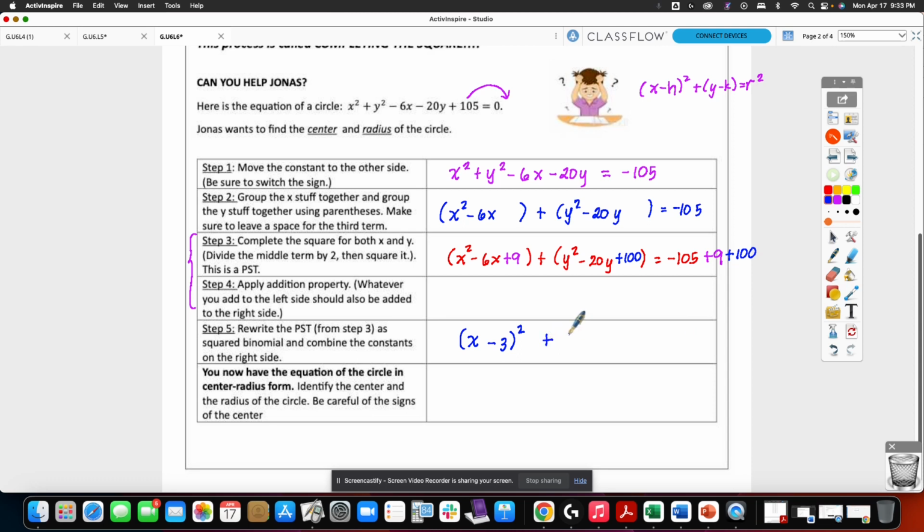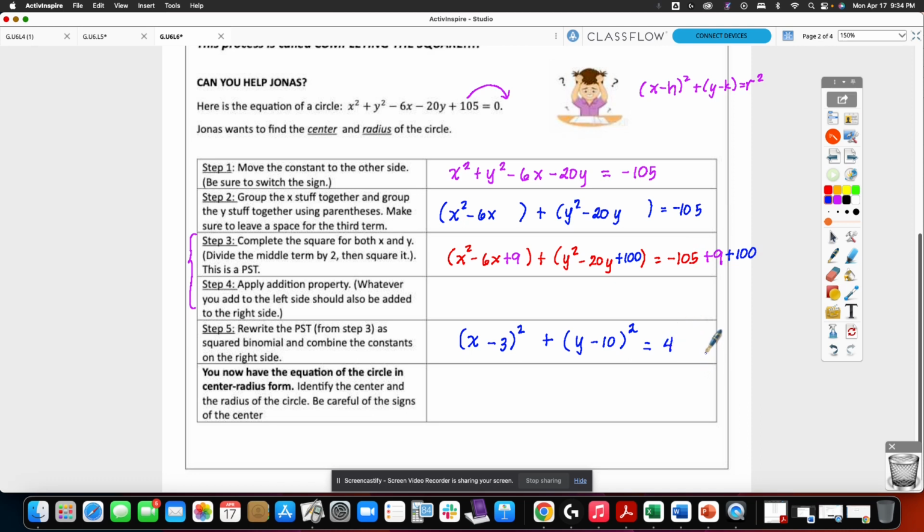Plus, we do the same thing for the y. Okay, so what goes inside the parentheses? You have the y, and then negative 20 divided by 2 is equal to negative 10. And then we will combine the constants on the right side. So we add negative 105 plus 9 plus 100, or you can add the two positive numbers. 9 plus 100, that's 109, minus 105 will give you 4.